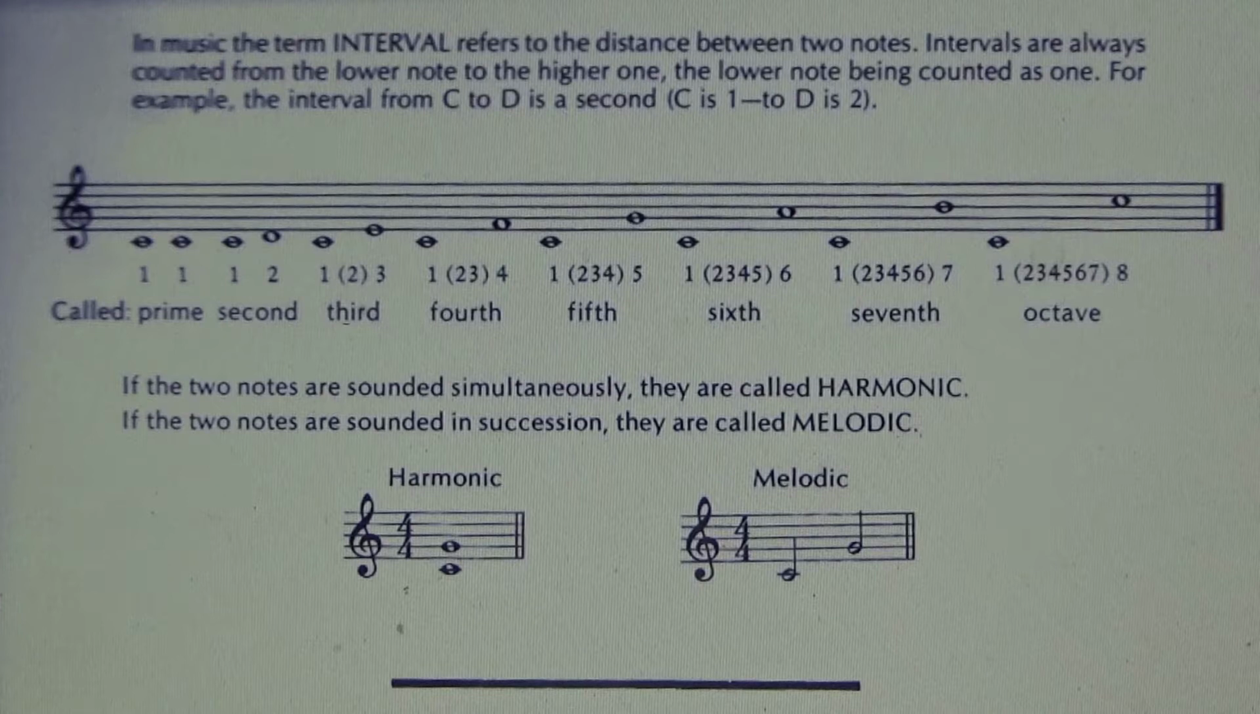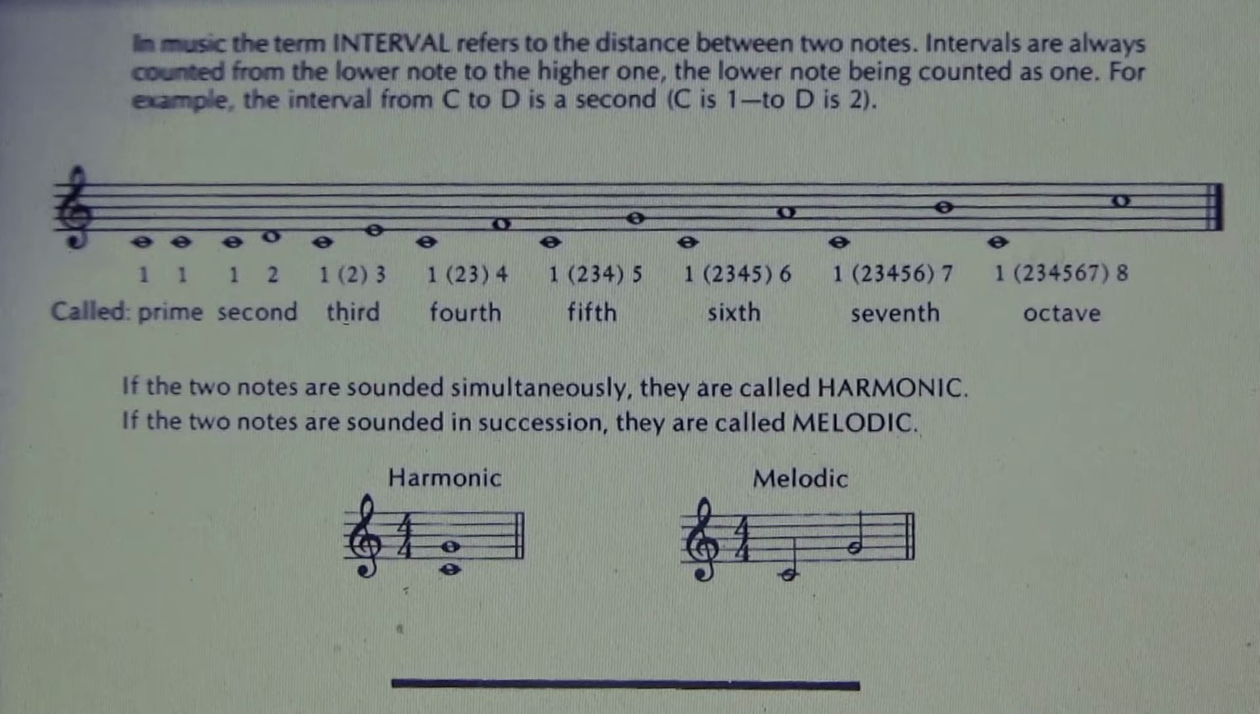If we go C to D, it sounds like this. C to D is a second. And it's helpful to think about a song that has that interval to memorize what they sound like. So for example, the second, C to D, you can think of the song Happy Birthday. Happy birthday to you, alright?